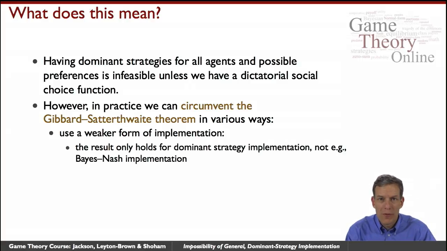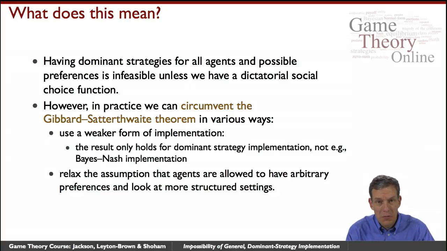One is to use a weaker form of implementation. Here we were asking for dominant strategies for all individuals at all preferences. We could work instead for something like Bayes-Nash implementation, Bayesian implementation, where we ask people just to have it be a best response to announce truthfully, given that everyone else is. And that'll open some doors for us. That's going to be much more demanding in terms of an equilibrium concept. And the beauty of dominant strategies is people don't have to worry about what other people are doing, and they don't have to know or have beliefs about what's going on. A Bayesian-Nash structure is much more demanding in that sense.